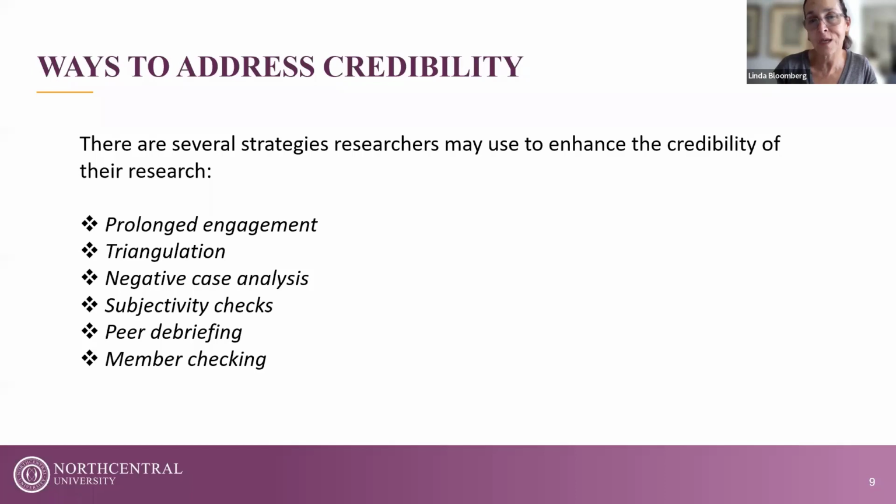And then member checking means going back to the actual research participants themselves and giving them copies of the transcripts or even sections of your analysis and asking them for their opinion or their perspective on how much sense this makes to them. Remember, it's our participants' experiences that we're gathering and analyzing. And so to be true to them and to make sure that their experiences are represented authentically, we should be checking in with them to see what they make of our analysis and our perspective.